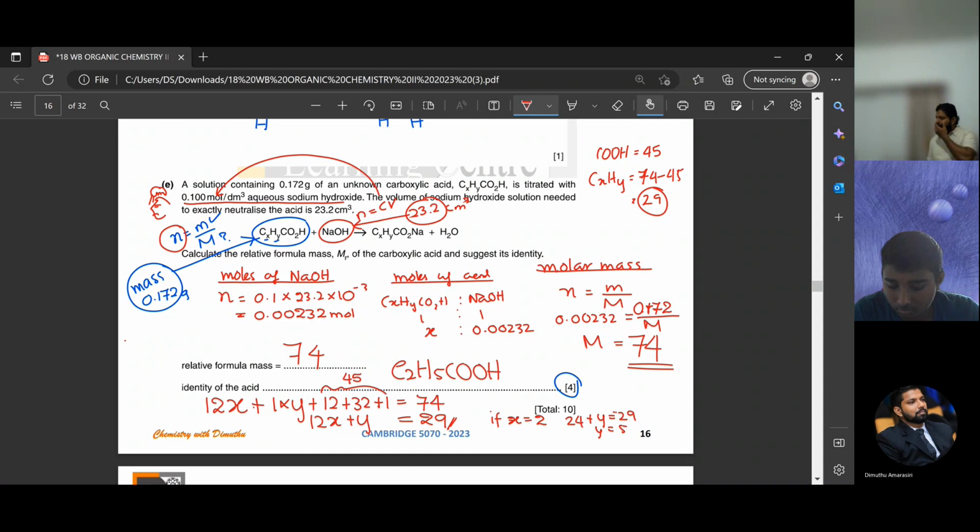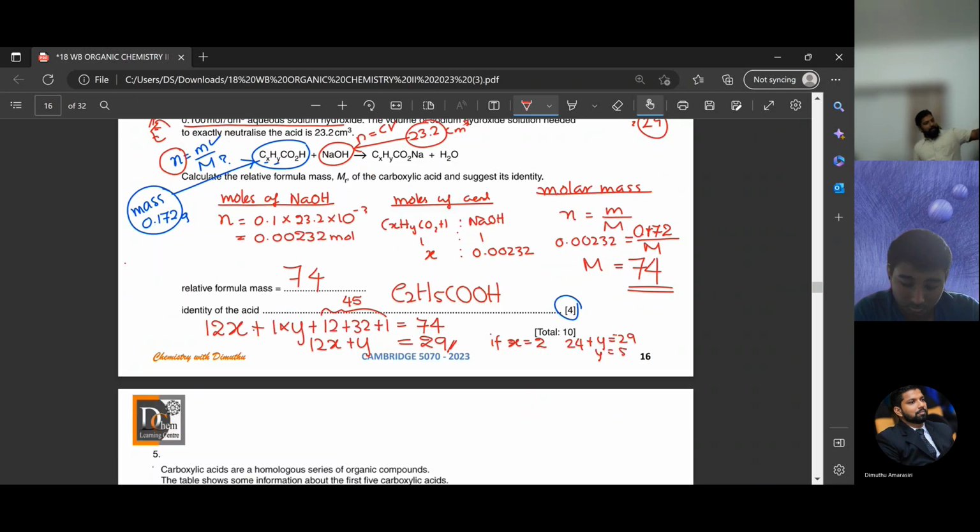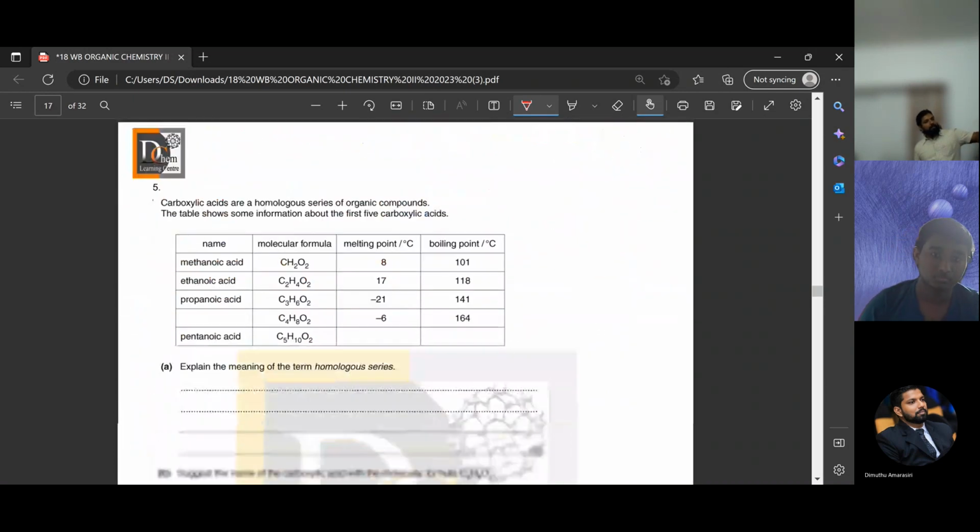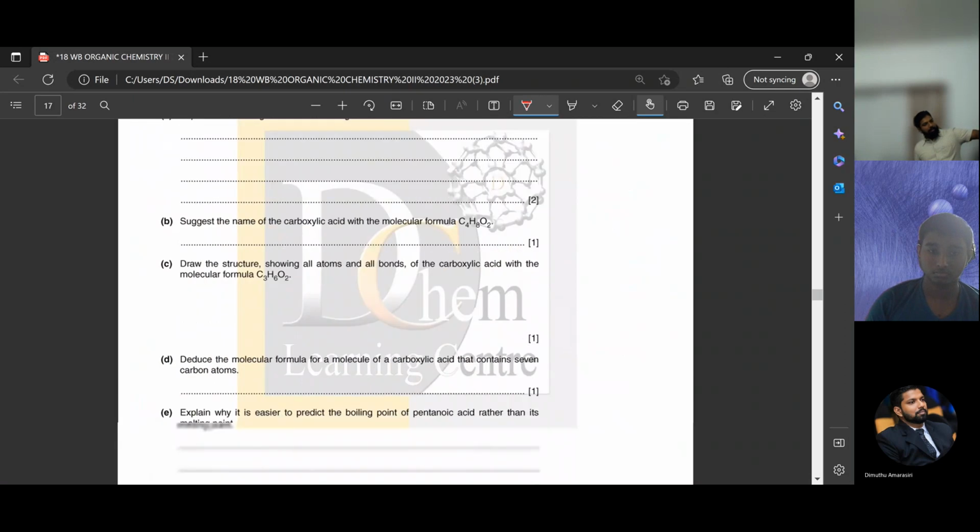Terylene is the common name given to PET. PET is the scientific name: polyethylene terephthalate polymer. Right? Carboxylic acids, you did this at home. Right?